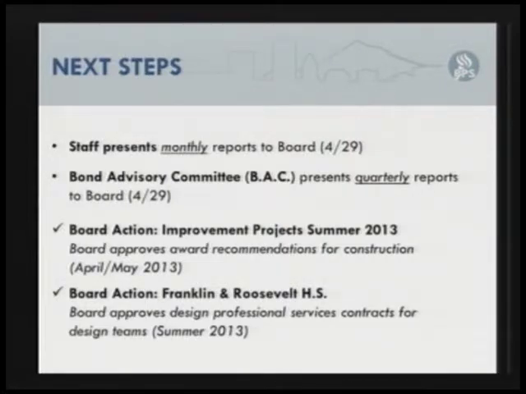So it'll be, which actually follows my presentation. So it'll be information that we'll include in your board packages, and you'll be able to see some of the detail relative to these multi-million-dollar contracts. And then finally, probably in late June, perhaps early July, we'll be presenting recommendations for design professional services contracts for our 2 big high school projects, so for both Roosevelt and for Franklin.